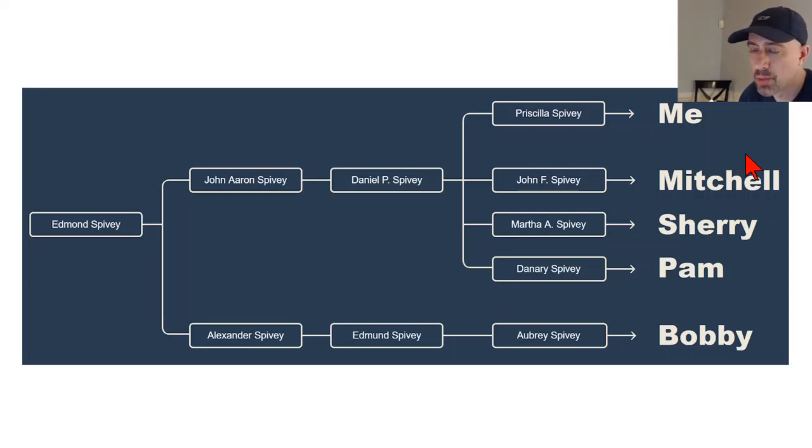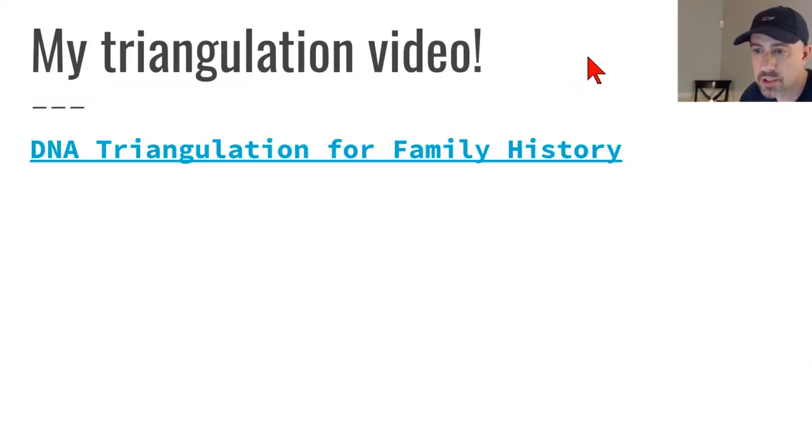And over time we were able to explore our family trees well enough to determine that the source of that shared DNA on chromosome 1 was Edmund Spivey. So Edmund Spivey is the recent common ancestor who accounts for our shared DNA. And that's the basic concept behind triangulation. And if you want to get deeper into the details of the general concepts of DNA triangulation, you can follow this link to my video where I discussed DNA triangulation more generally.